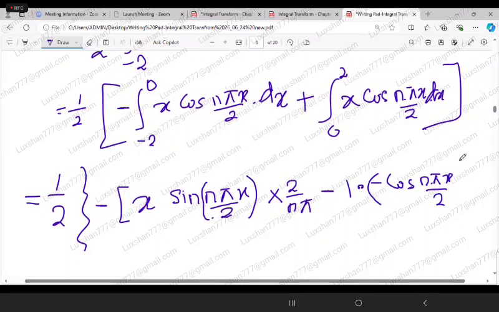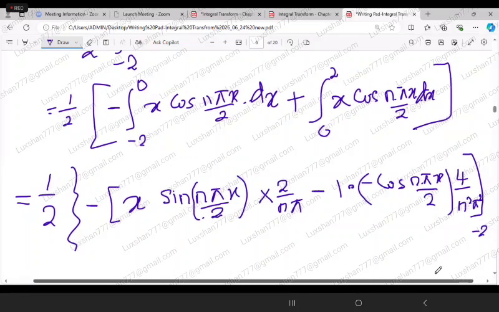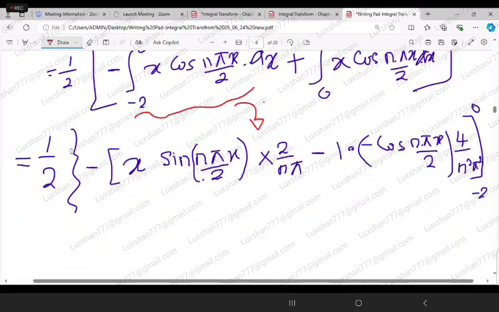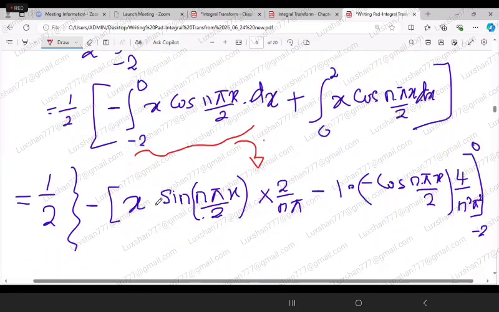Minus cos x pi by 2 into 2 means 4 over n squared pi squared. Okay, the range is minus 2 to 0. So this is for this one. And similarly, we have to do for this one. So the same integration, but here we have plus.